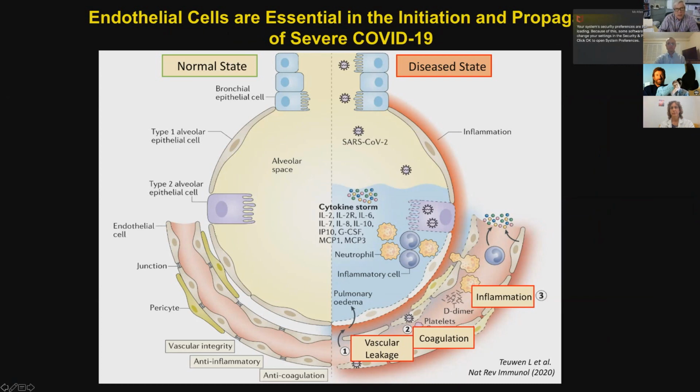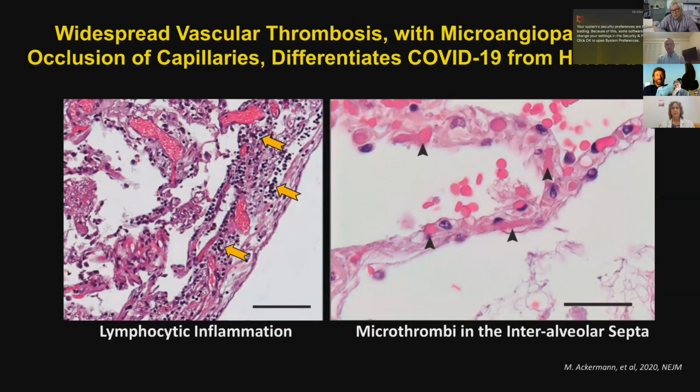And so we think that endothelial cells are essential in the initiation and propagation of severe COVID-19. And we think that in addition to the epithelial cells that generate the initial problems, the endothelial cells are infected or else affected by the SARS-CoV-2 virus to produce this vascular leakage that Eric described, to become coagulopathic, and to stimulate and cooperate in the generation of severe inflammation.